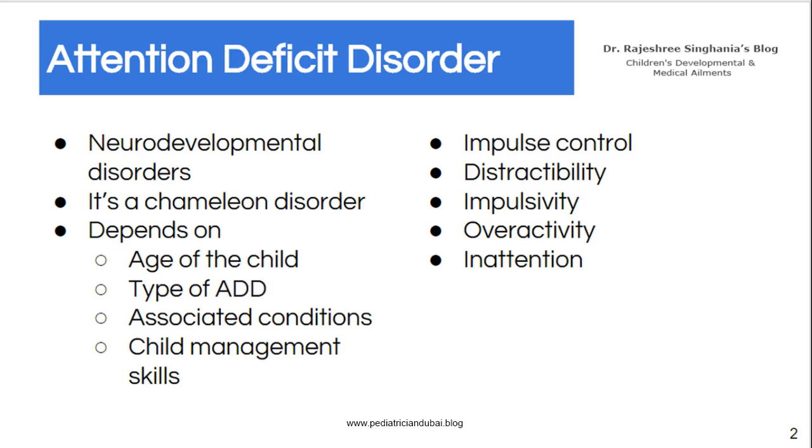Nonetheless, the key features of ADD are lack of impulse control. So the child doesn't think before he says or does something, he doesn't think of consequences. Distractibility, any small sound or disturbance can distract the child from his work. Impulsivity is the same as impulse control. Overactivity, the child may be restless, may be fidgety, or just talkative. And of course, the hallmark symptom of inattention, where the child may be daydreaming, may be bored, may take time to do his work, and may not be focusing on what you're saying, even though he's looking at you.